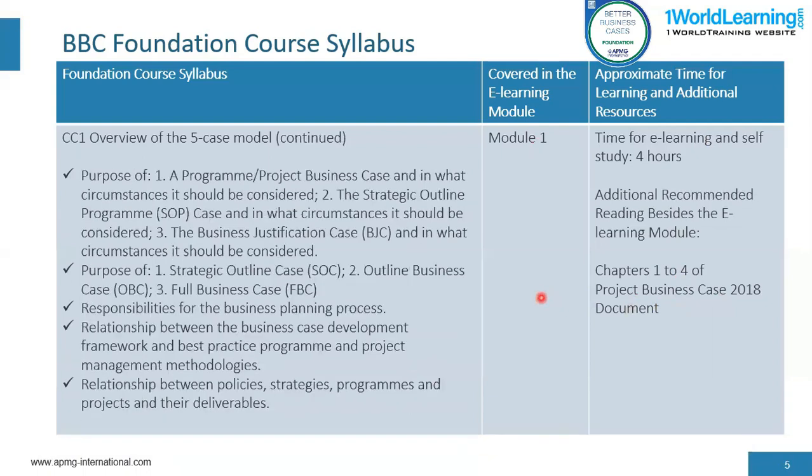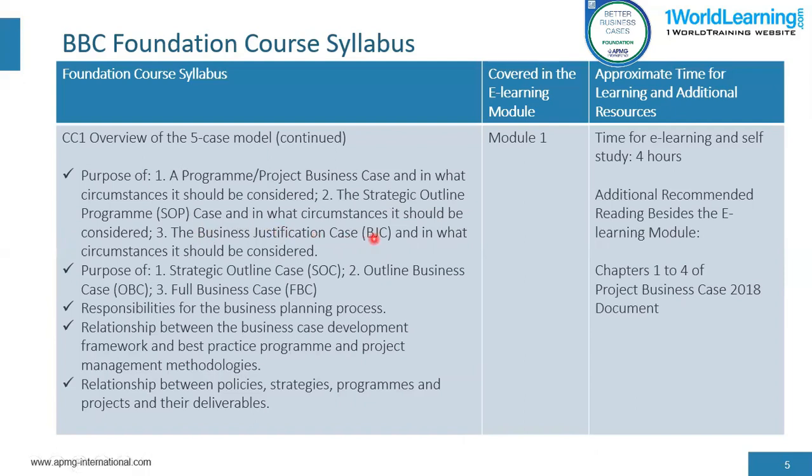Continuing on with the same overview of the 5-case model. So besides the components that we looked at in the previous slide, some of the additional components that you would be tested on would be the purpose of a program/project business case, and in what circumstances it should be considered, the strategic outline case, program case, and in what circumstances it should be considered. Now, the business justification case. Now, this is an interesting phrase used in the BBC.